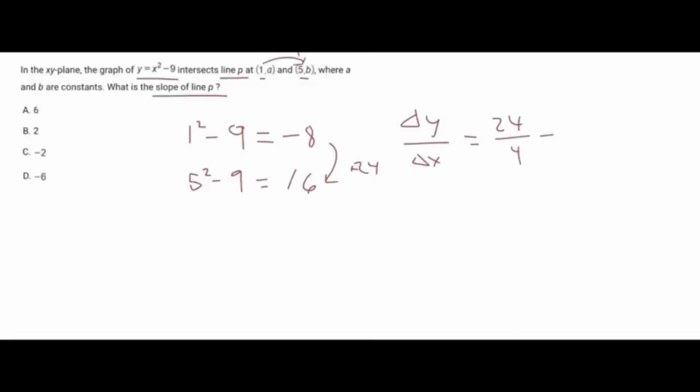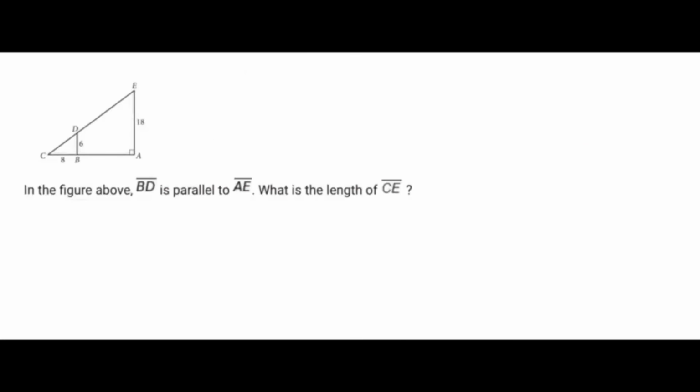So ultimately our slope is 6, and so our answer choice is letter 8. Figure above, side BD is parallel to side AE. What is the length of side CE?